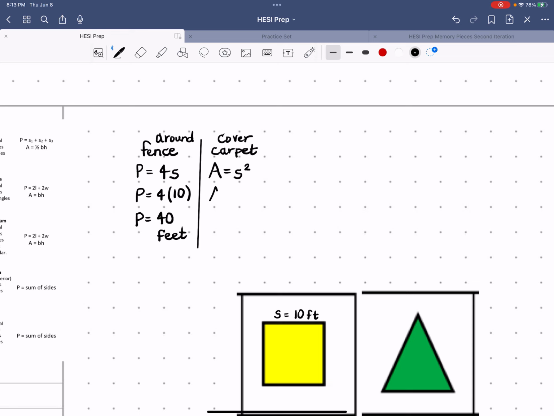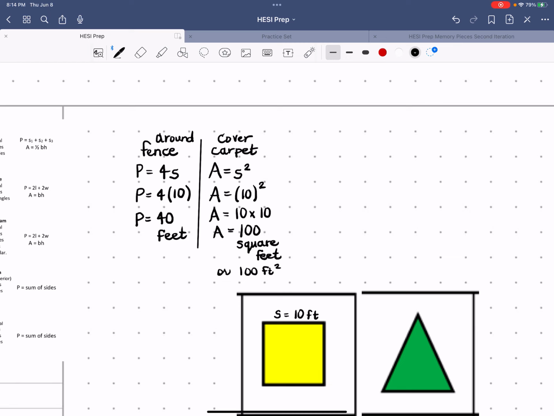To do the area, we will say s to the second power. The s is worth 10 in this case. And so that is 10 times 10, which is 100. This is a two-dimensional shape, so it is square feet. We're looking at the number of little squares it would take to cover the surface. You can also write it as 100 feet to the second power. Square feet, either way, is correct. And that's for the square.